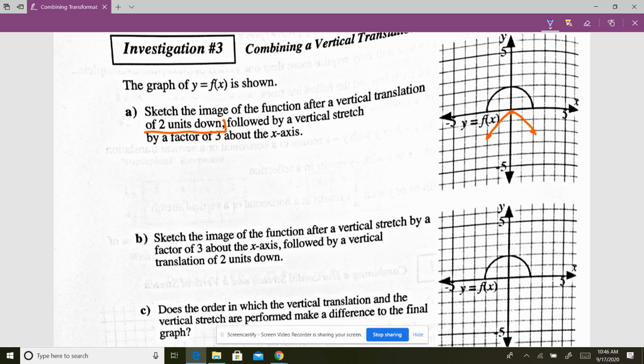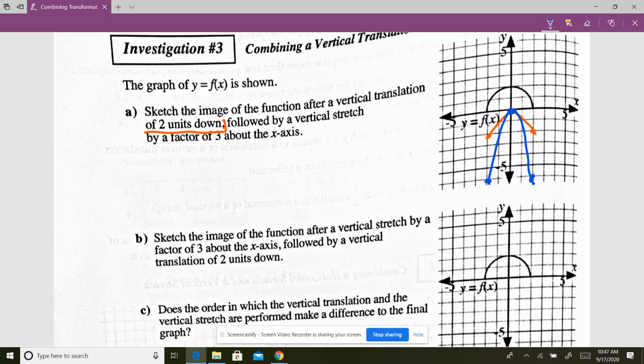Then we do a vertical stretch. Vertical. Do I have to flip anything? No. By a factor of 3. So I multiply all the y values by 3. At the origin, the y value is 0. This has a y value of -2, times 3 goes to -6. Same with that one. So we get this graph. That's my final graph, the blue one. Okay.